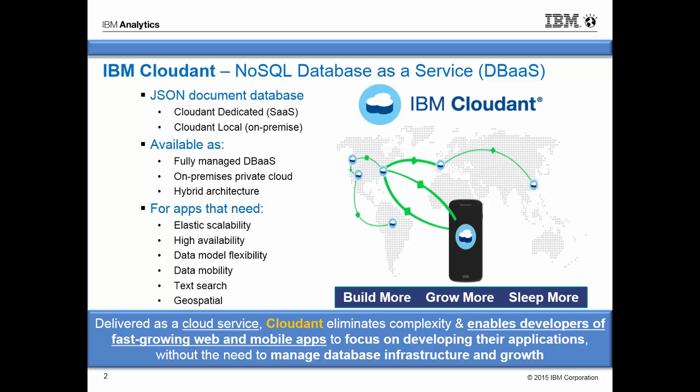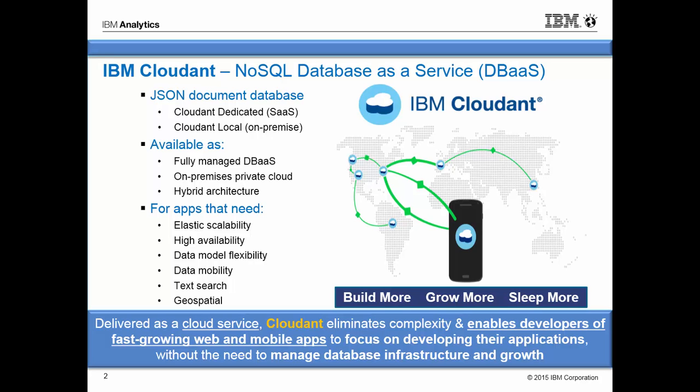Again, it is a JSON database, which means that it's a document store for all different types of documents, whether they are emails, faxes, voice messages, text, scanned images. Cloudant manages those documents seamlessly within its NoSQL JSON structure.